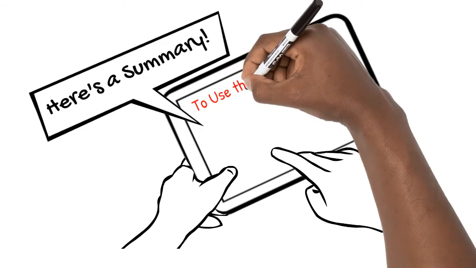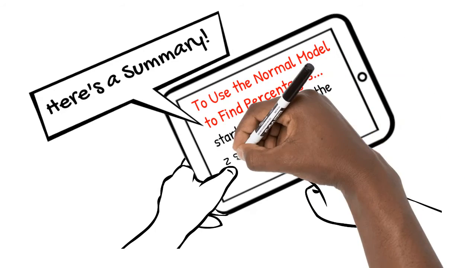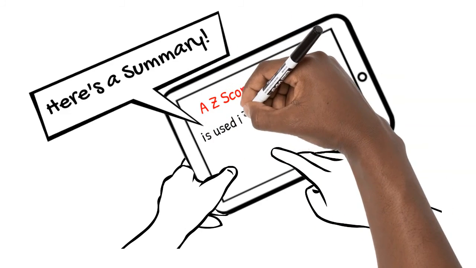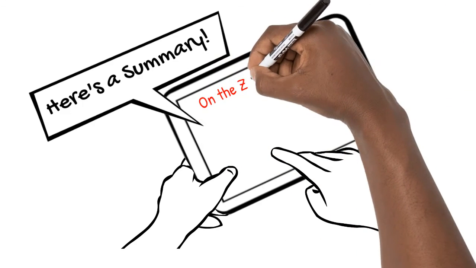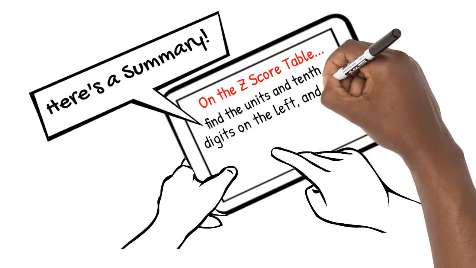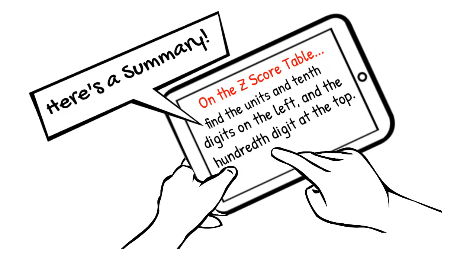Here's what we've learned. To use the normal model to find percentages, start by calculating the z-score. A z-score table is used if the z-score is not an integer value. On the z-score table, find the units and 10th digit on the left side of the table and the 100th digit at the top of the table.